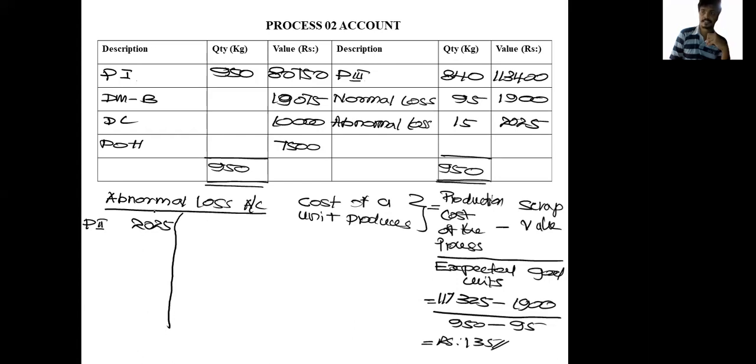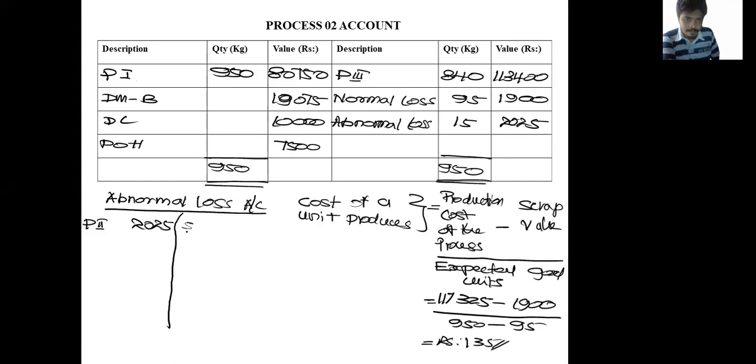for selling to outsiders as scrap, but the actual output is 95 plus 50. That one also we can sell out, 20 units can also be sold. So that one can be adjusted through the abnormal loss account.